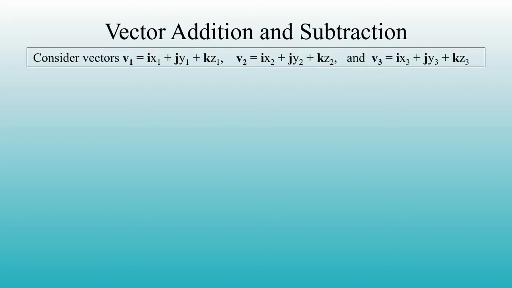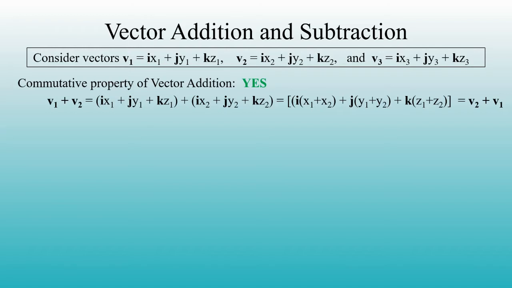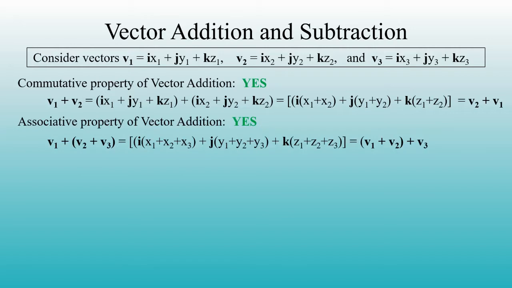First up, does the commutative property hold for vectors under addition? Yes, indeed it does. You add the vectors term by term, and you can use the commutative property of addition for real numbers to show that v1 plus v2 equals v2 plus v1. Geometrically, this is the famous parallelogram addition rule. Okay, what about the associative property? Also yes, due to the commutative property of addition for real numbers.